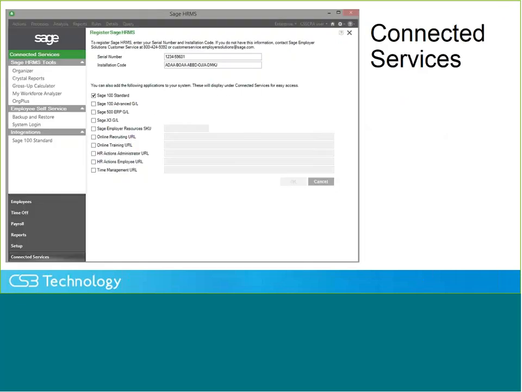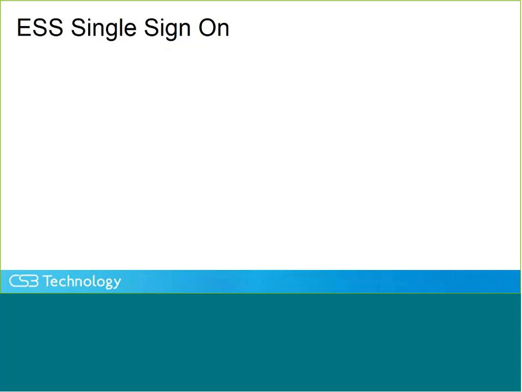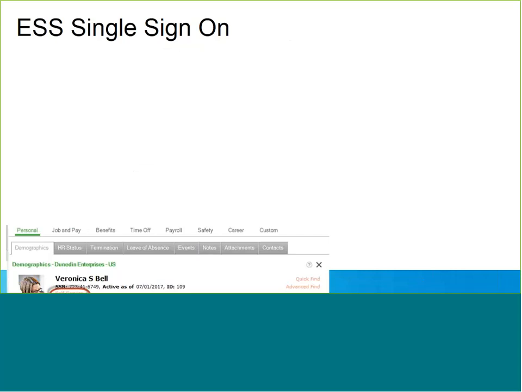So I want to talk a little bit about the connected services. You can see here on the screen, now you have the ability to add in not only your Sage 100, Sage X3, those sort of things, but you can also add in links right into HRMS for your Cyber Train, Cyber Recruiter, HR Actions, all of those things right there in the system. So pretty neat there. And then one of the features that I like the most, just because I'm a big employee self-service user, is the employee self-service single sign-on.